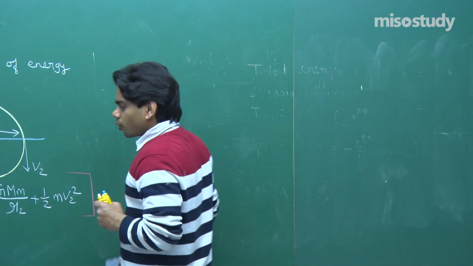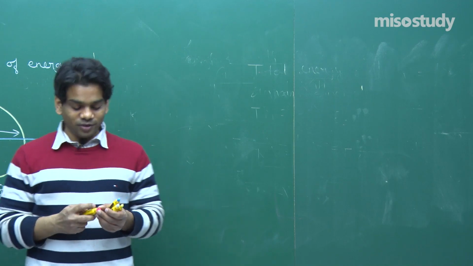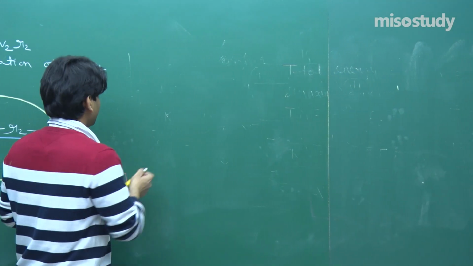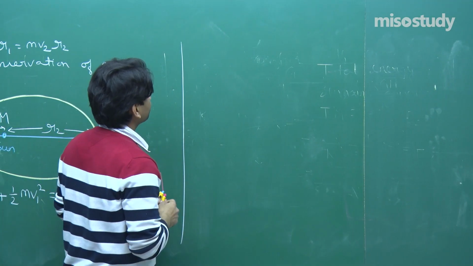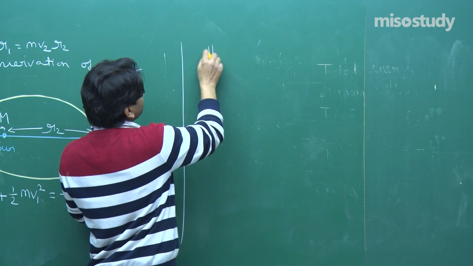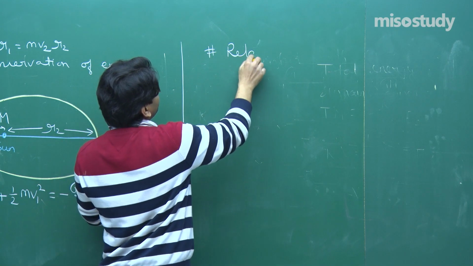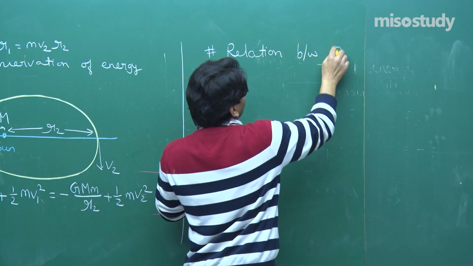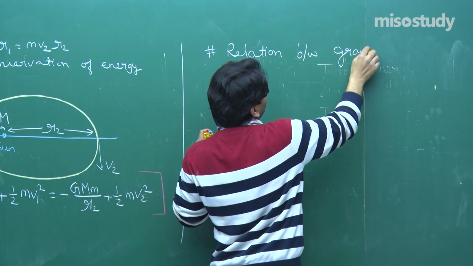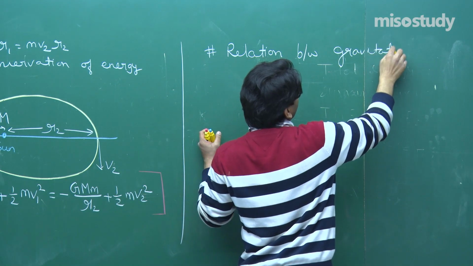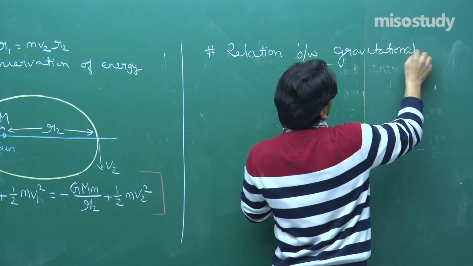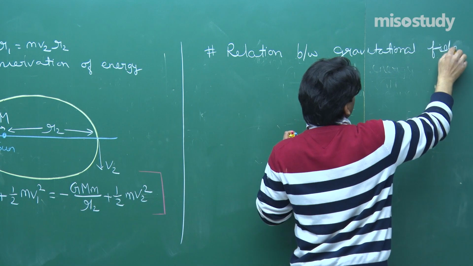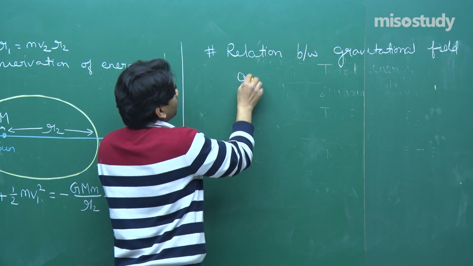One more extra point we are left with before completing the chapter, and then we will be practicing problems on this: the relation between field and potential. We know gravitational field, we know gravitational potential. Gravitational field and potential, let's try to find out the relation.